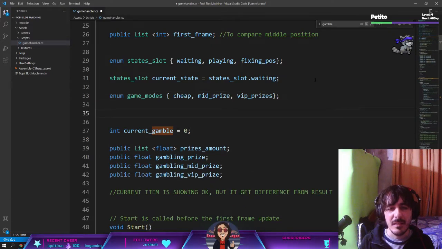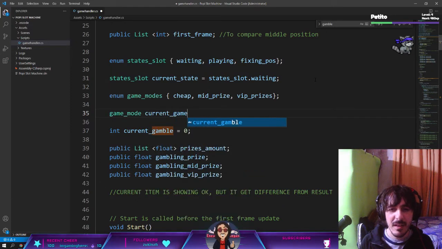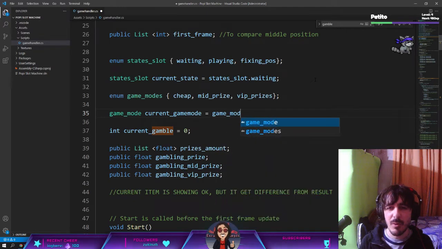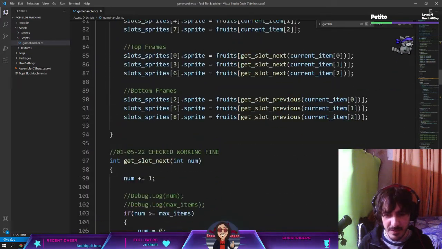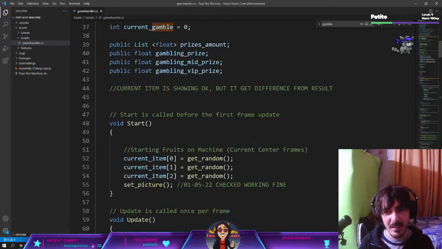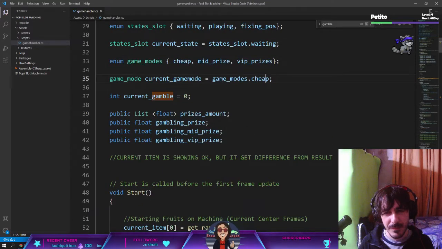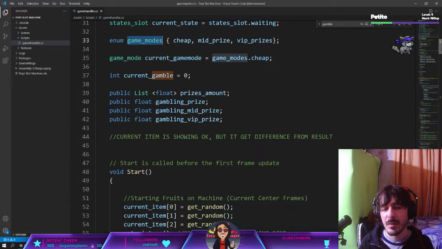Okay. Game mode will be the current game mode, and game modes will be cheap. As default, I will select cheap. But when they push a button, we'll select one of these game modes. Okay. Game mode.